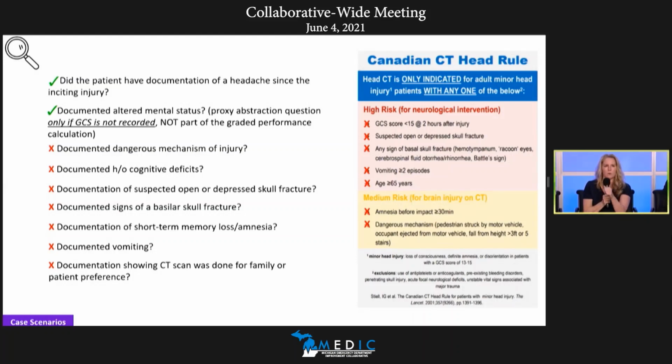So again, when we look at our CT head rule, there was no real indication that they needed to do that. We're not addressing the C-spine issue on this particular one. And in this case, he had both the head and the C-spine scanned. Okay, let's go to the next one.